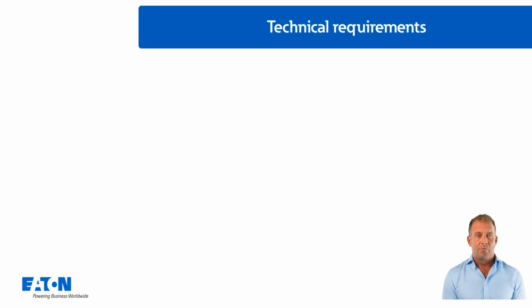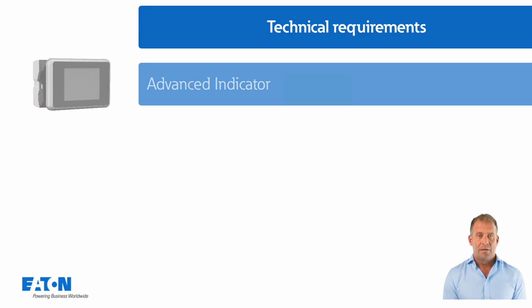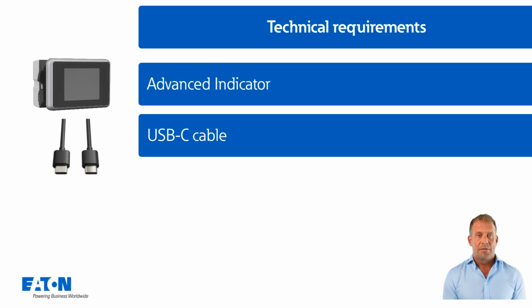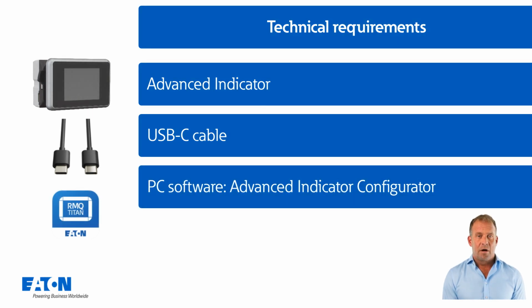The following technical requirements are necessary to set up the advanced indicator: an advanced indicator module, a USB-C cable for data transmission, and the PC software Advanced Indicator Configurator, version 1.00. The software can be downloaded free of charge from the Eaton homepage.